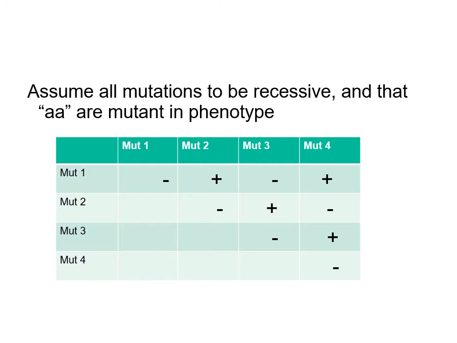Mutant 1 times mutant 4 is wild type, so 1 and 4 are different. If we cross mutant 2 times 4, we find that it's negative, so that means that it's still mutant. So mutants 2 and 4 define mutations in the same gene as each other. So we've defined two genes here, mutants 1 and 3 making up one complementation group or gene, and 2 and 4 making up the second complementation group or gene.